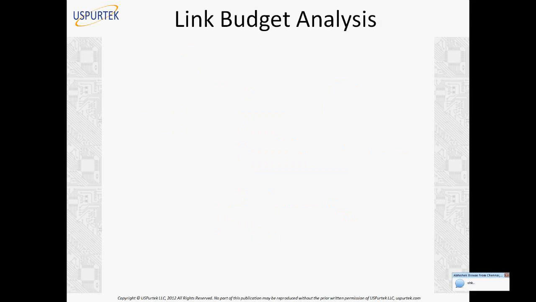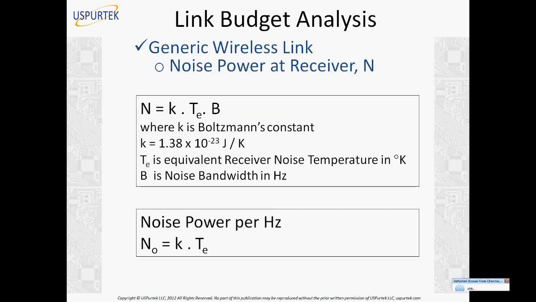Okay, all right. So again, this comes from the physics. We have something called Boltzmann's constant, k. It's a very standard value, a fundamental constant of the universe. We multiply that with the equivalent receiver noise temperature in degrees Kelvin and the bandwidth. The more the bandwidth, the more the noise. So kTB, just remember, it's very easy to remember, kTB. This is the basic formula we use to calculate noise power at the receiver. For noise power per hertz, of course, you eliminate B and you have kT.